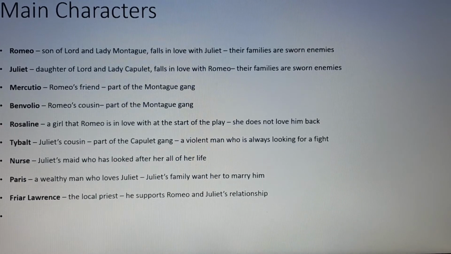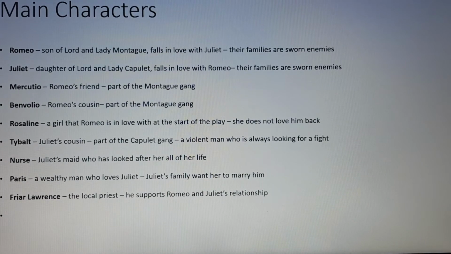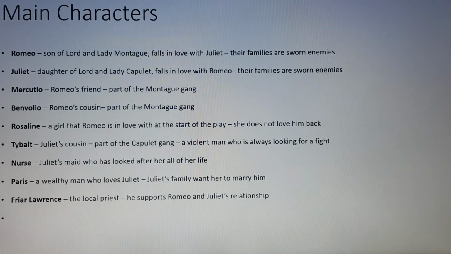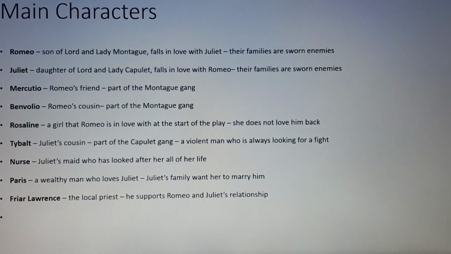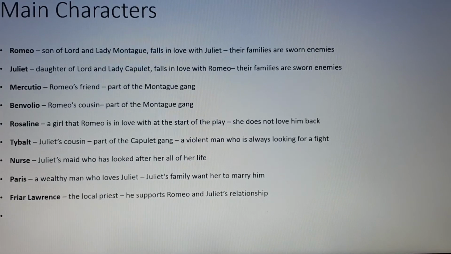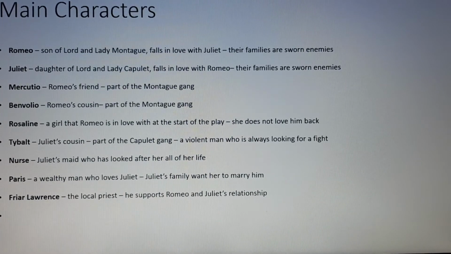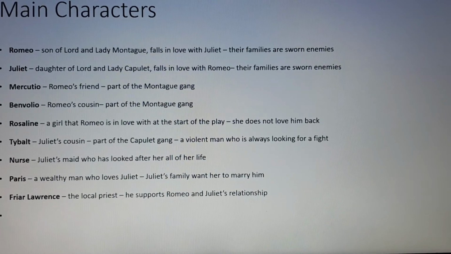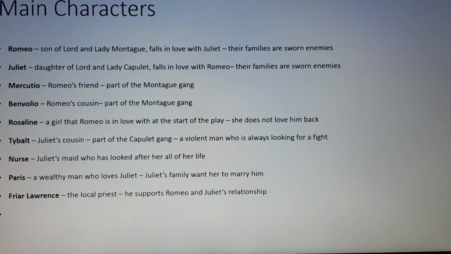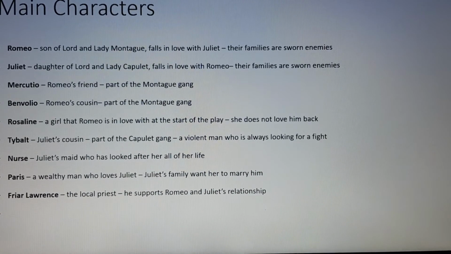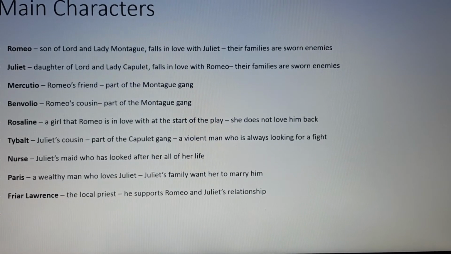So we've mentioned already those main characters. Let's just go through those again. So Romeo, the son of Lord and Lady Montague, falls in love with Juliet. Their families are sworn enemies. Juliet, the daughter of Lord and Lady Capulet, falls in love with Romeo. Their families are sworn enemies. Mercutio, Romeo's friend, part of the Montague gang. Benvolio, Romeo's cousin, part of the Montague gang. Rosaline, a girl that Romeo is in love with at the start of the play. She does not love him back.